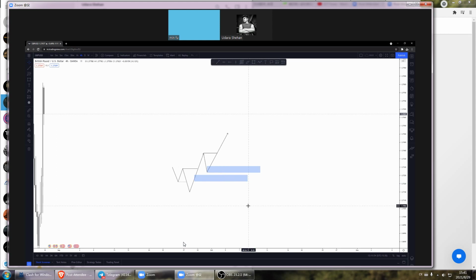But now the thing is, we need to pay attention to how price is retracing. Now let's say price is coming back down like this. See that? That's sideways price delivery, tight price action.